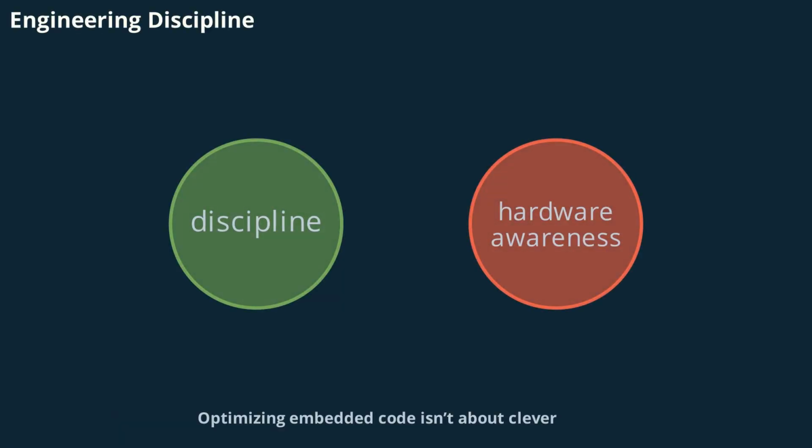Optimizing embedded code isn't about clever tricks, it's about engineering discipline and hardware awareness. By consistently applying these rules, you'll create firmware that's faster, smaller, more reliable, and more energy efficient. This disciplined approach is what separates good embedded engineers from great ones.